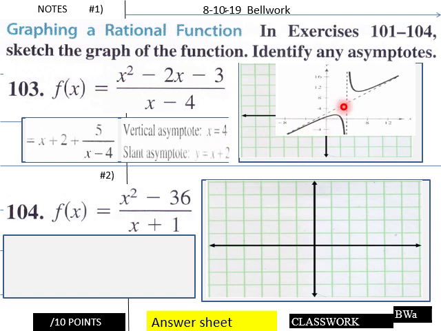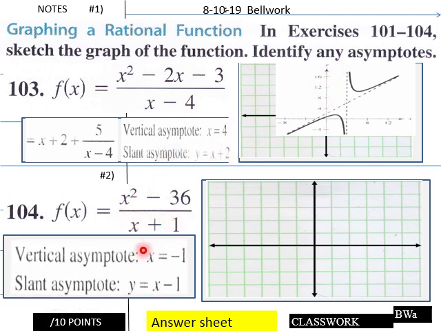So the graph of that will look like this. You have something that goes like that, something that goes like that. Then here's your vertical asymptote at x equals 4. So there's your asymptotes, and then here's your graph of that.